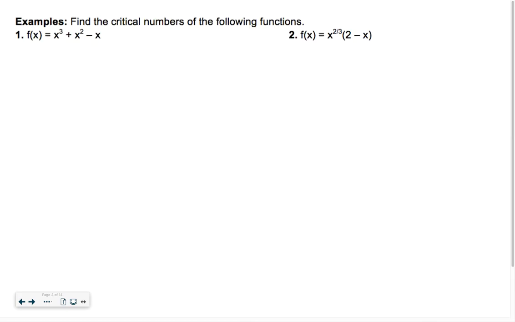All right, here we go. So find the critical numbers of the following function. So let's go ahead and take the derivative. Did you guys already do this?